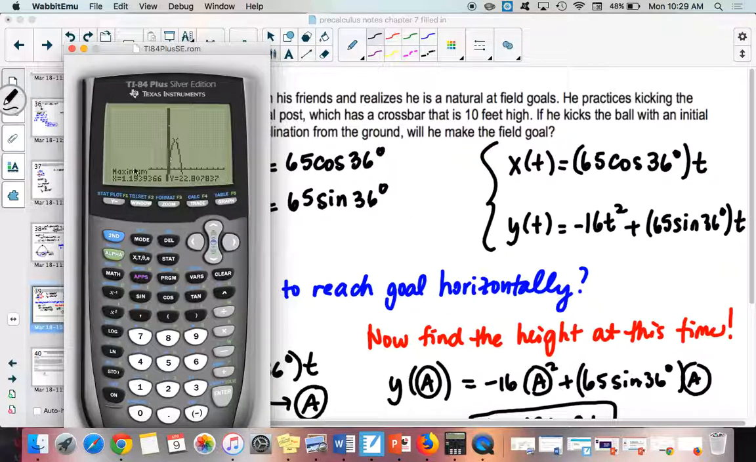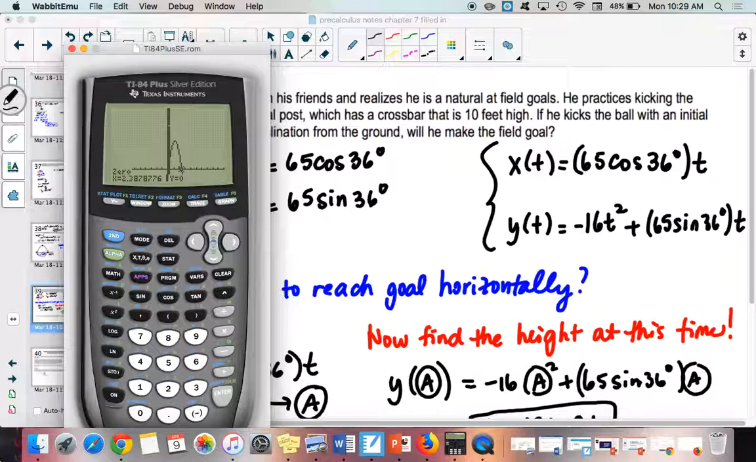What if I wanted to find when it hits the ground? Well, I would do second trace intersect. And this is why when I did my window, I didn't start it at 0, because when you do the intersection method, you mean above the axis and below the axis. Or not intersect, sorry. I do that all the time. Do second trace 0, actually. Right, we're trying to find the 0. So we get on the left side of it, and we get on the right side of it, and then we hit enter. Right, and I could find that. It hits the ground after 2.387 seconds.